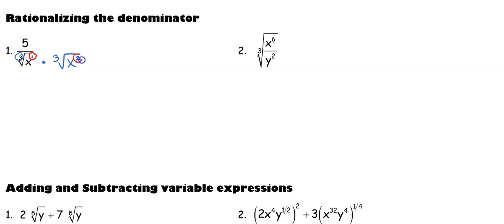1 and 2 is going to give me that group of 3's. So to keep my equation in balance, I'm going to multiply the top and bottom by that cube root of x squared. So the 5 is on the outside. It's going to stay on the outside. Cube root of x squared.